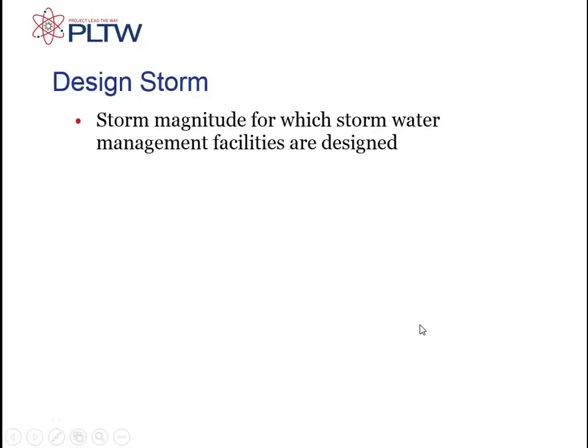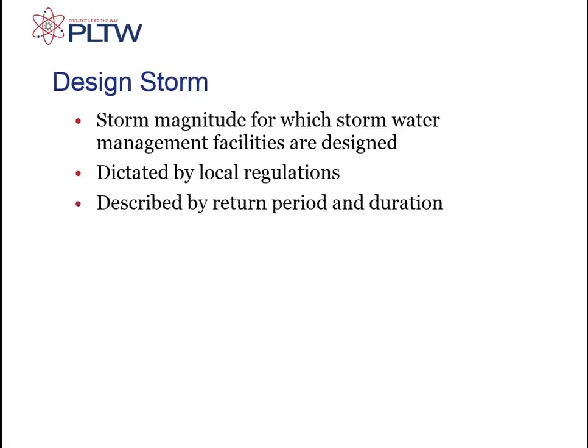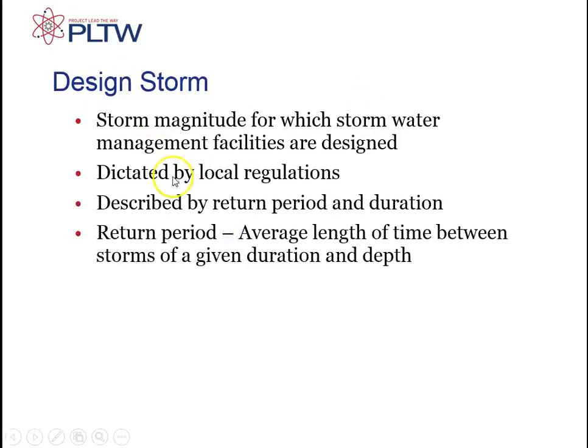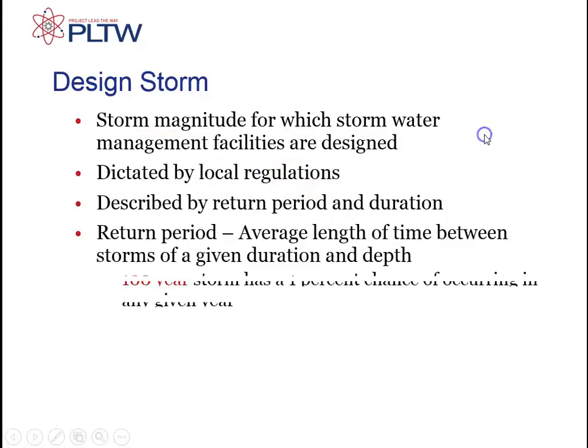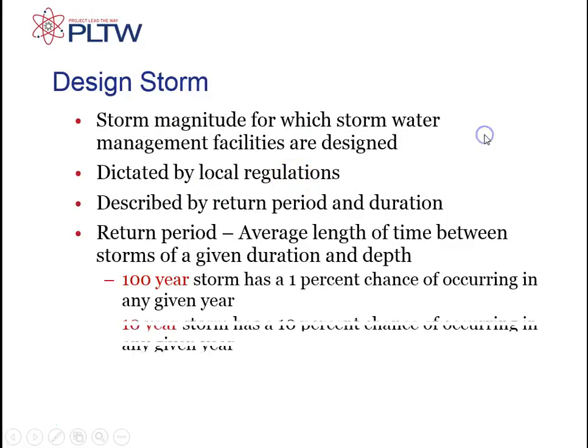We start with the design storm. Code tells us what kind of storm we need to design our drainage system for. And in any problem or any real life situation, you'd be told what kind of storm to design for. Often it's just code that's telling us this information. And this is what I just said a second ago.